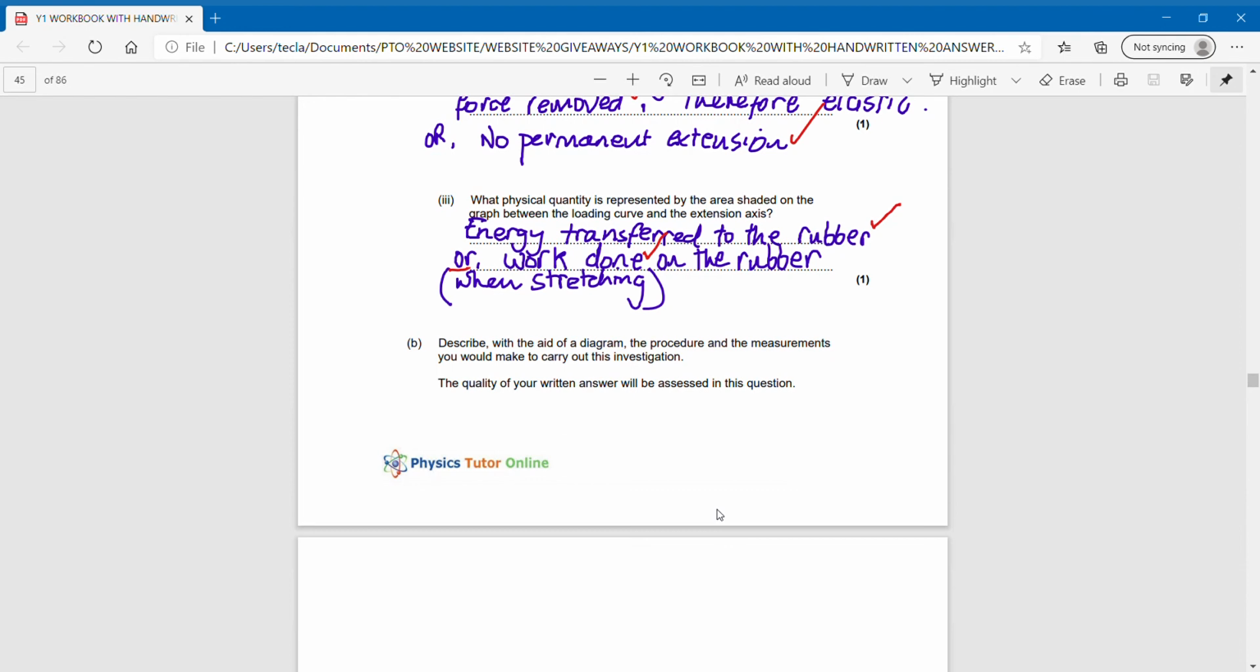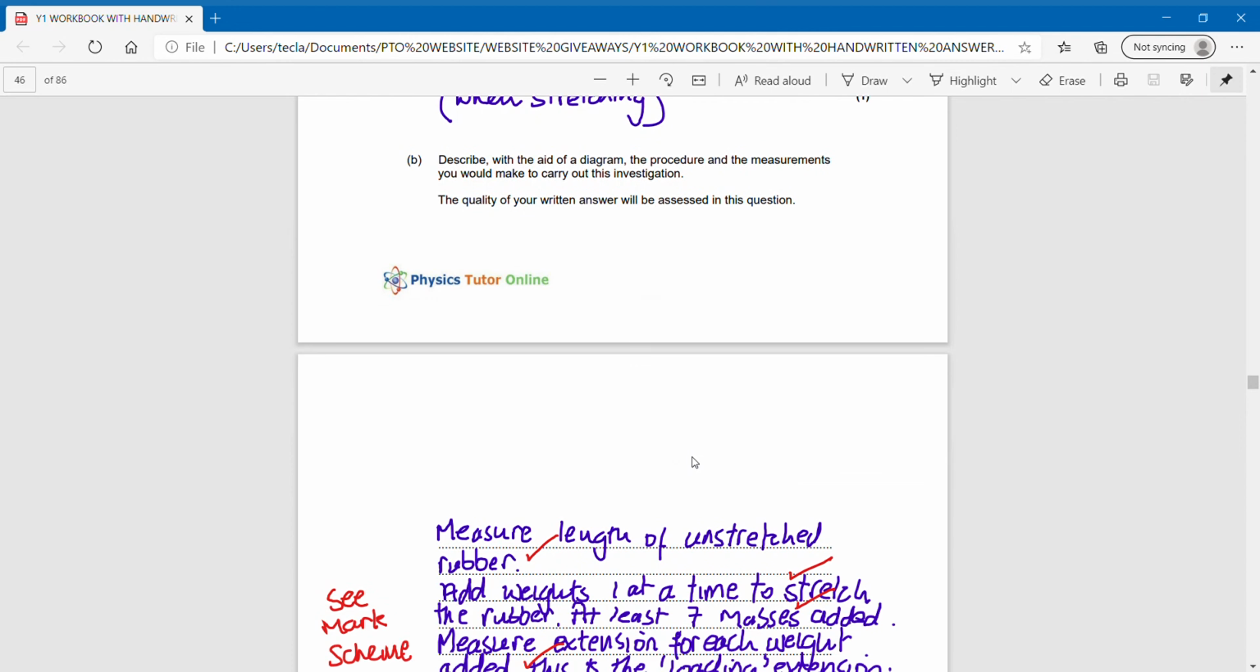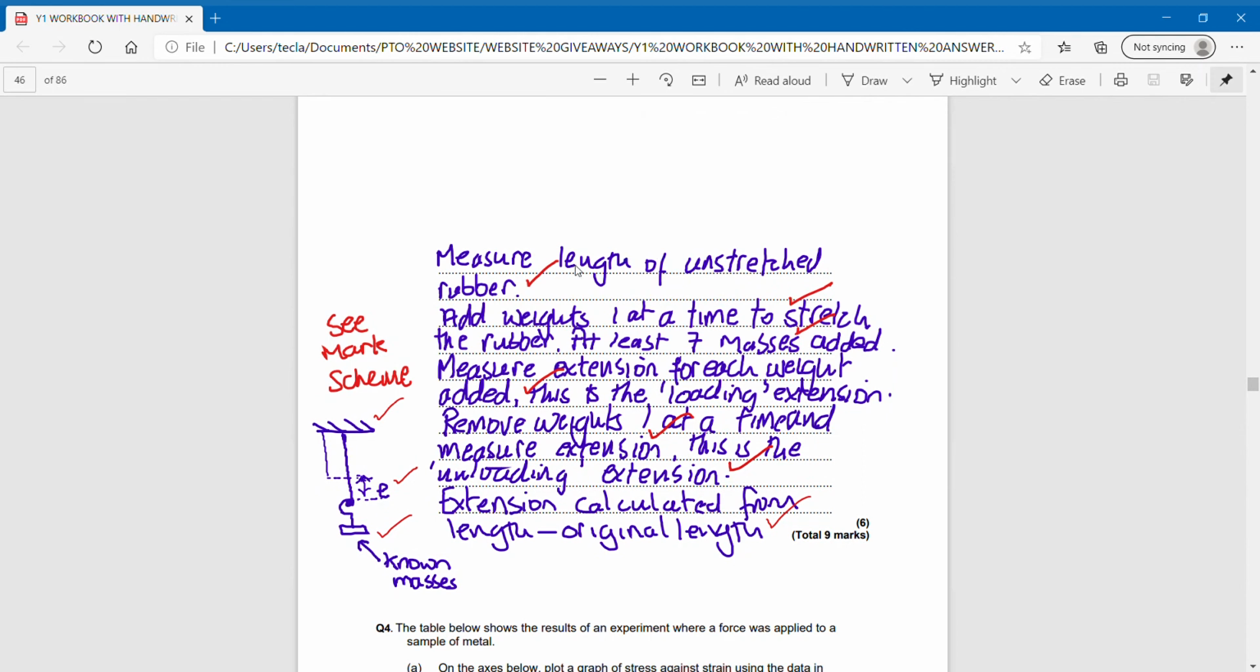B. Describe with the aid of the diagram the procedure and the measurements you would make to carry out this investigation. Quality of written answer assessed. So we need a diagram showing how the cord is attached. It's fixed at the top to show that it has an original length here, and we're adding weights of known masses, known weights to the cord, which is stretching it, and we're getting an extension which we would label E here. So there's possible marks for a diagram there.